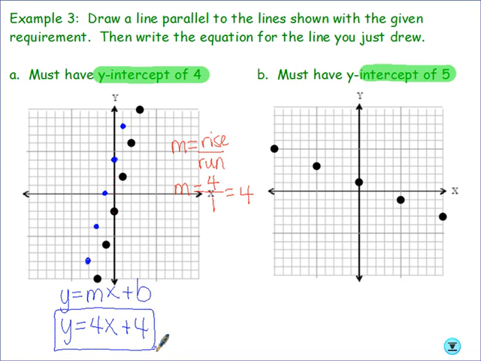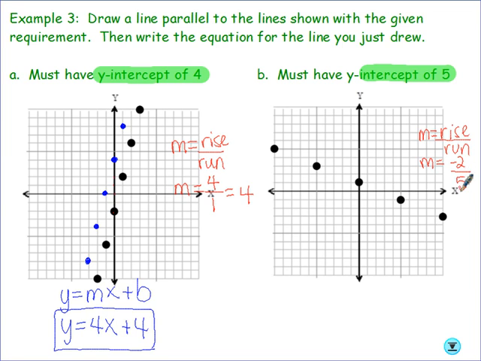We are going to do the exact same thing on part B. First thing we need to find is our slope. So we need our rise over run. Well, I'm going to start here in the middle. This time the line is going down, so I need to go down 1, 2. Since I went down 2, that's a negative 2. And I'm going to go right 1, 2, 3, 4, 5. That means it's a positive 5.